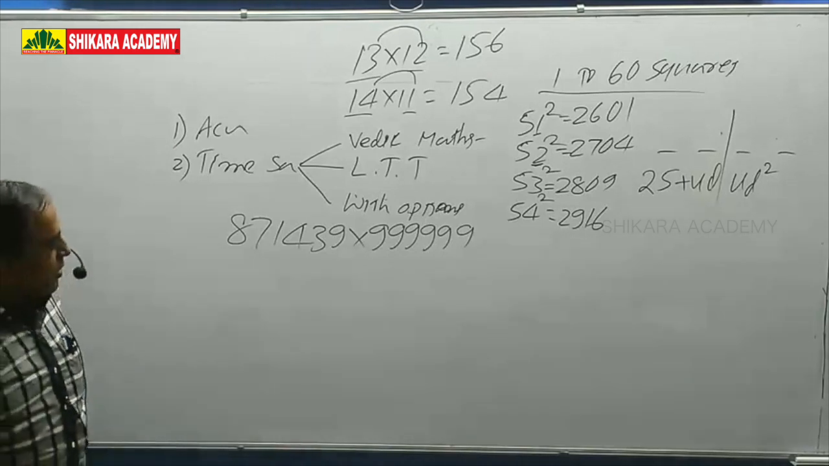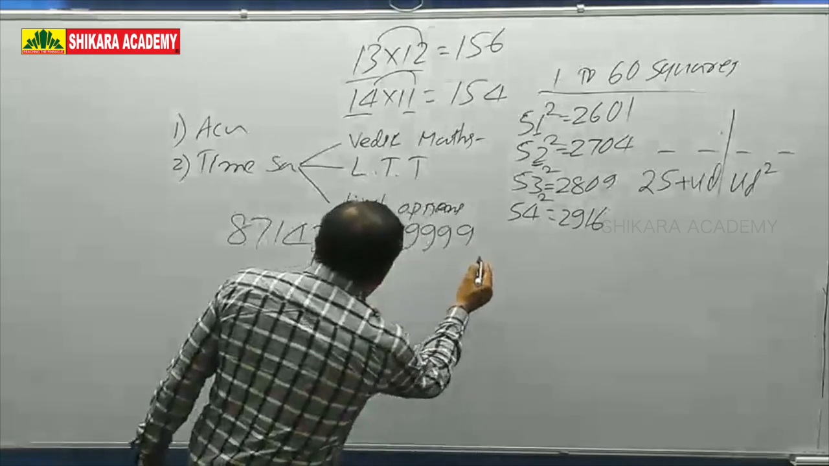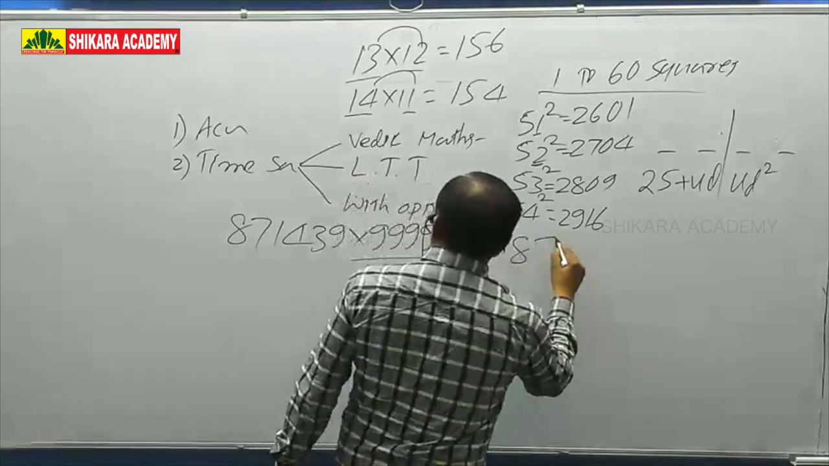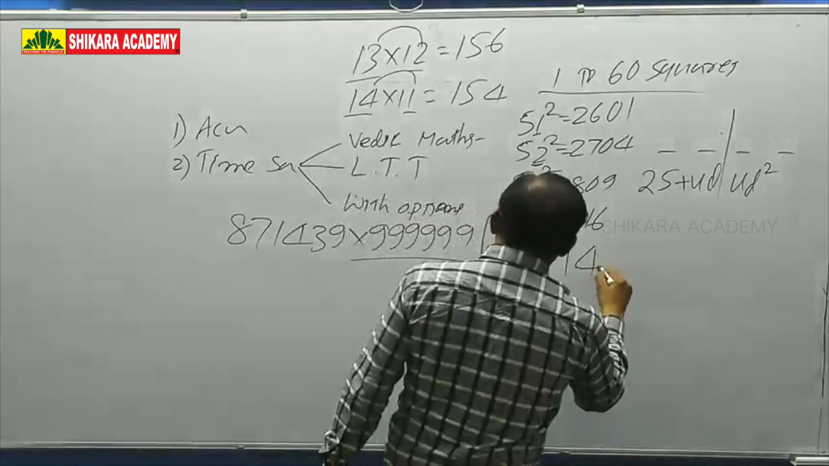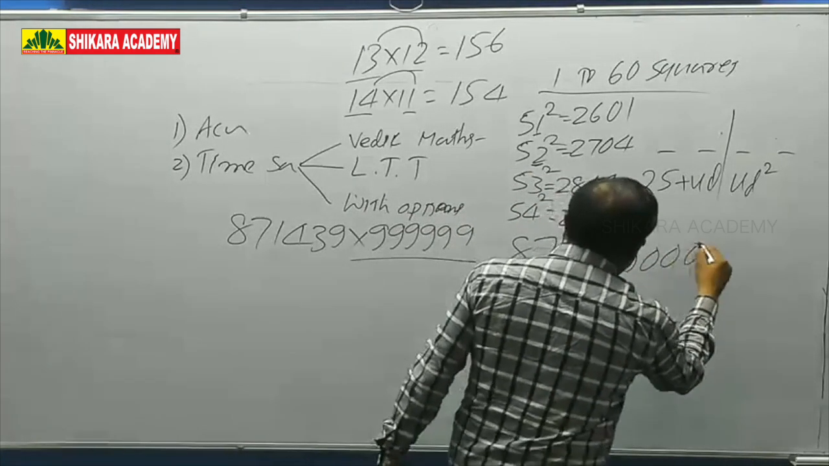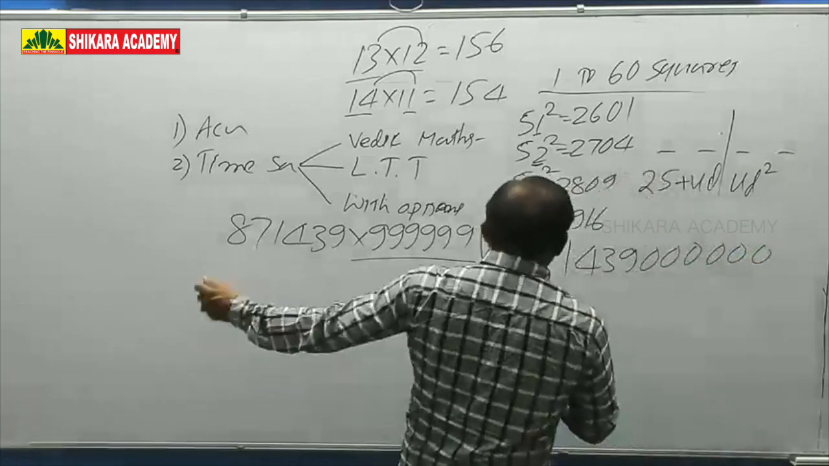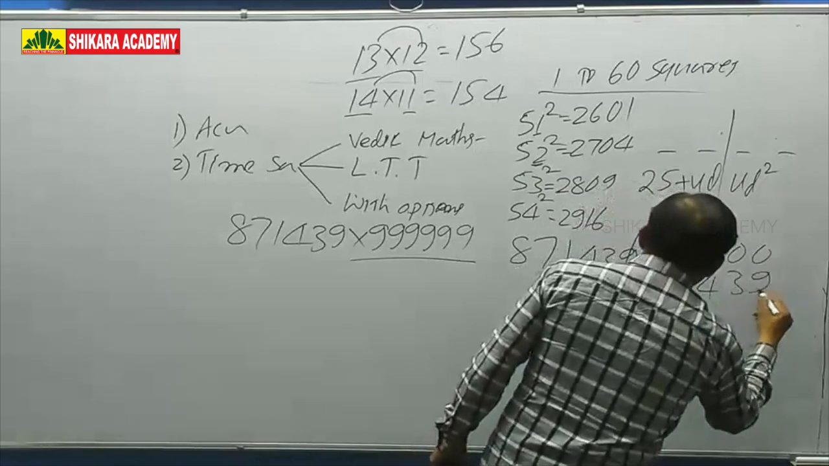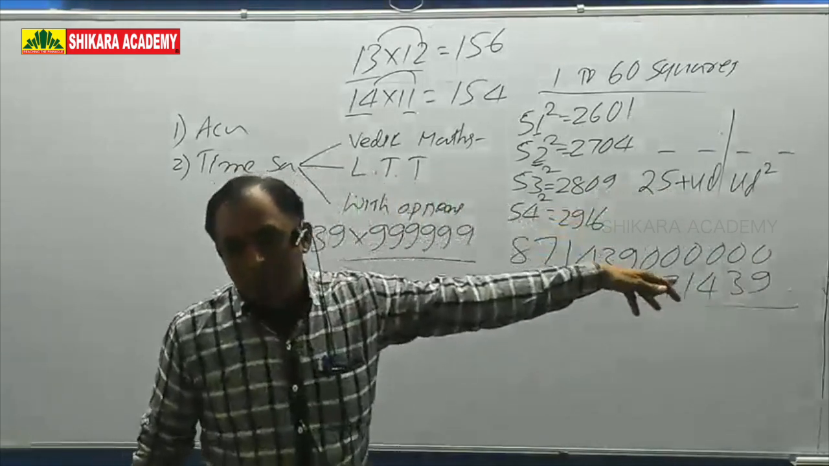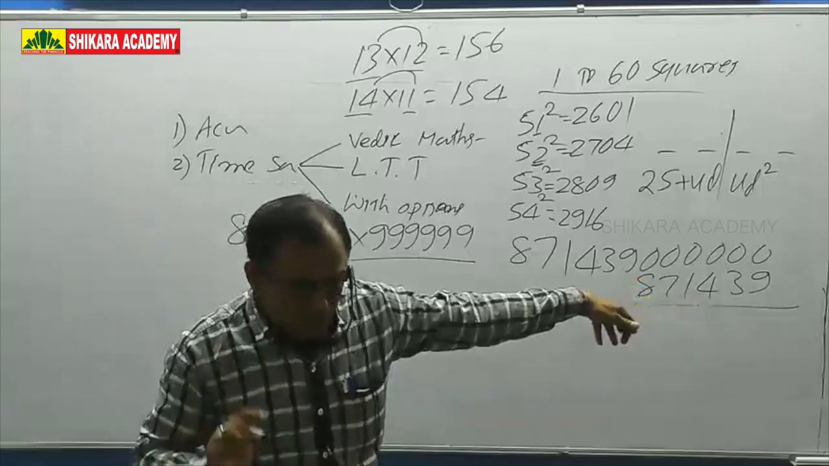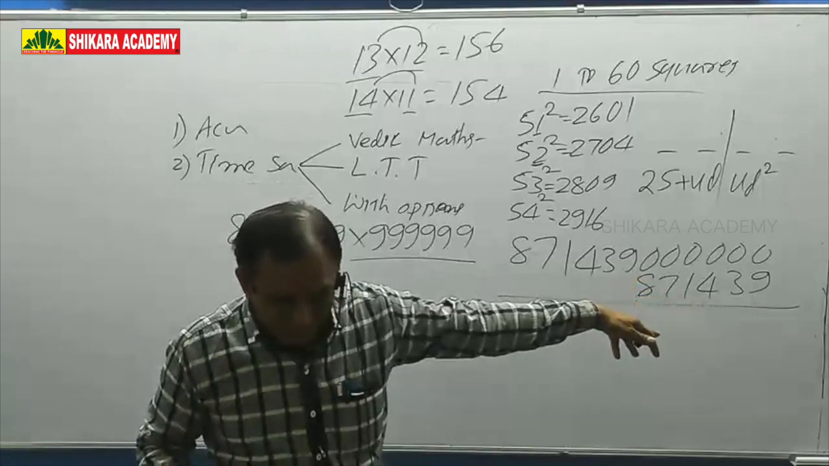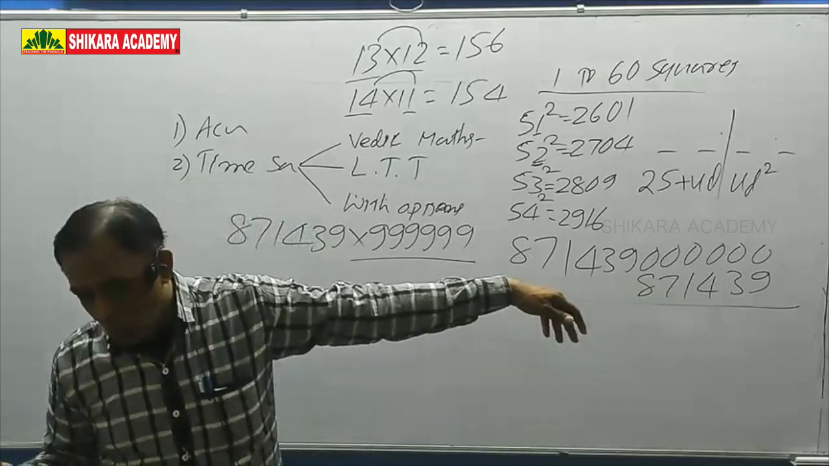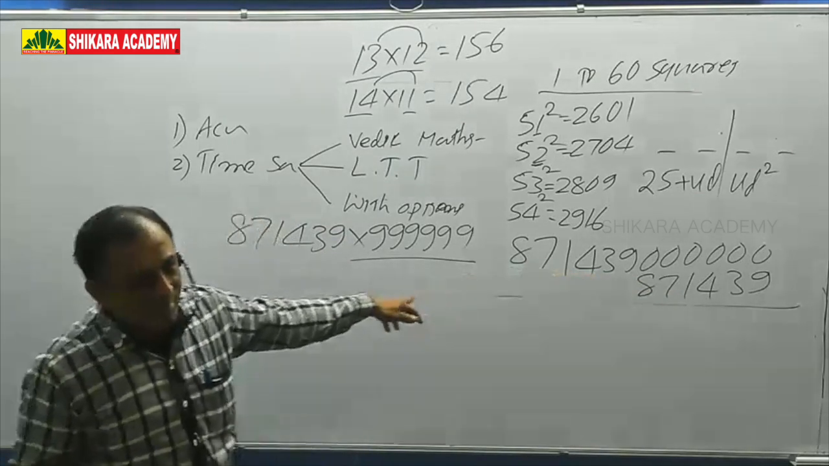Yes, very good. One of our friends' answer is: how many 9s are there? 1, 2, 3, 4, 5, 6. After the number write 6 zeros, 8, 7, 1, 4, 3, 9, then write 6 zeros, then subtract the same number 8, 7, 1, 4, 3, 9. Now it will take approximately 1 minute. That is a good method, no doubt. But only 5 seconds, we can find the answer.